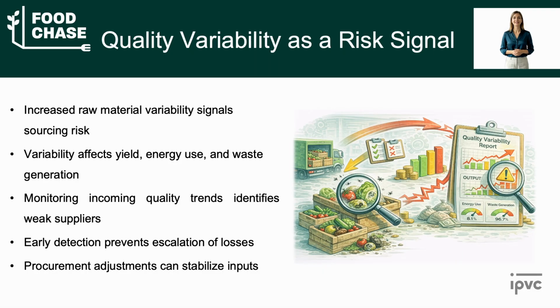Quality variability is a critical warning signal in raw material sourcing. When incoming materials show increasing variation, processing becomes less efficient and waste levels rise. Monitoring these trends allows companies to identify problematic suppliers early and take corrective action, such as adjusting specifications or sourcing alternatives before losses escalate.